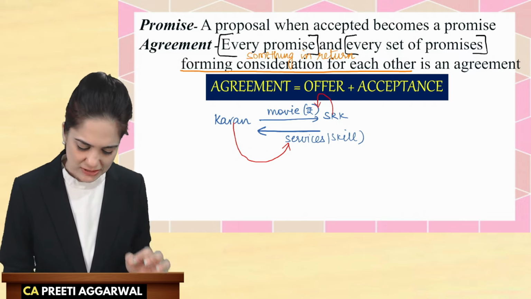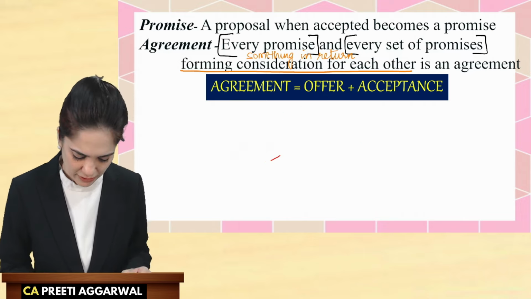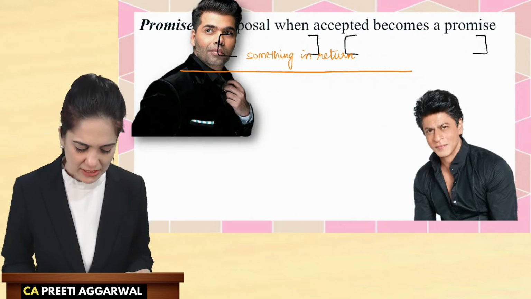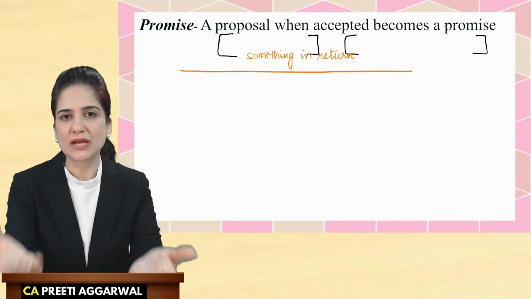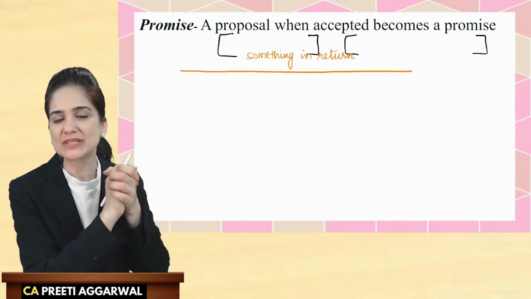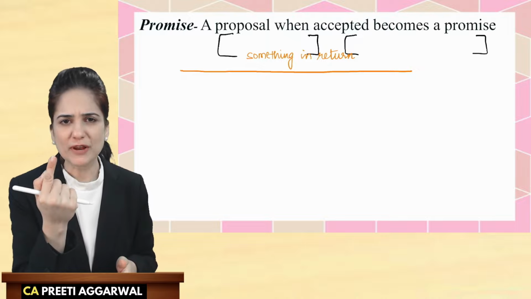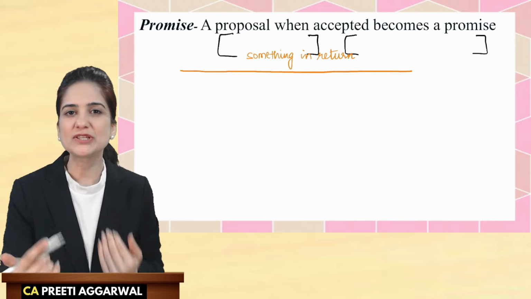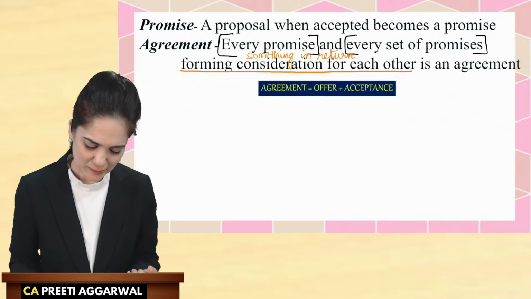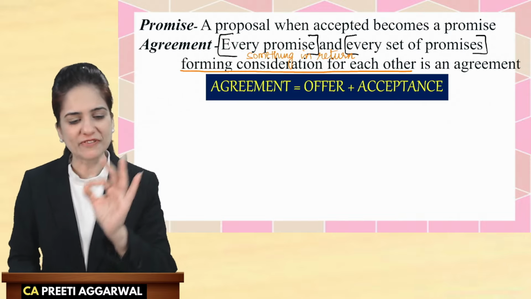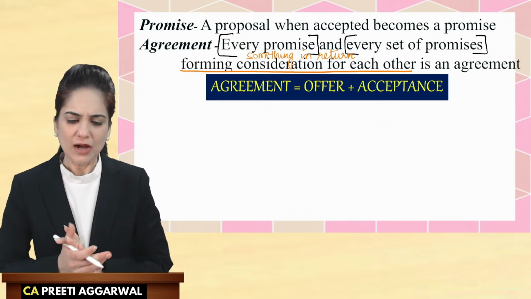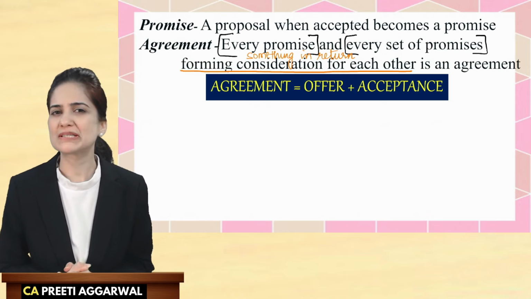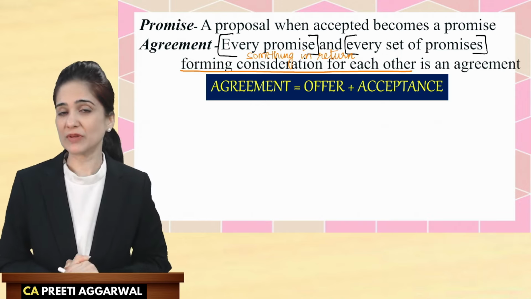We will leave the concept of consideration for the time being. Okay, leave it for the time being. Let us revise. What is a promise? A proposal, when accepted, becomes a promise. Every promise and every set of promises forming consideration for each other is an agreement. The equation is offer plus acceptance. Were there just this many facts in my example, or was there something else? Was there something more? Yes?